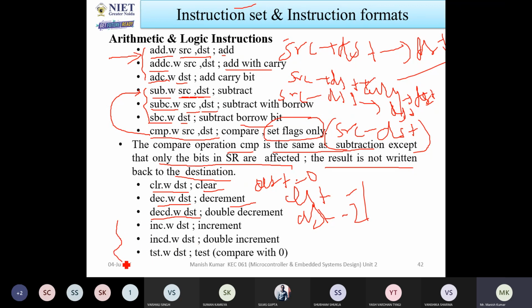Same case it is used for the increment. When you are using inc.w DST, it means that you are going to increment the destination register. Increment means increment by 1. And when you are talking about the double increment, then incd.w DST means that you are going to increment twice. So tst.w DST means that you are testing, comparing with 0, whether the result will be 0 or not. So these are all the instructions available in the case of arithmetic and logic instructions.